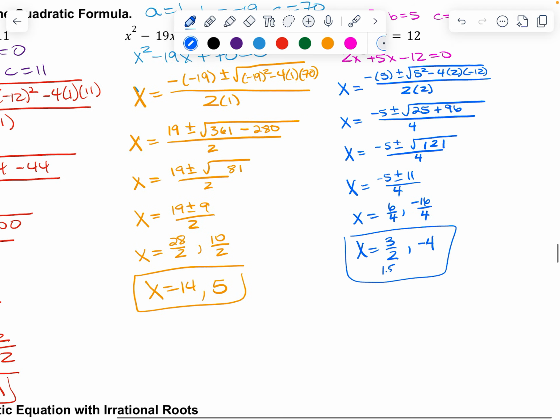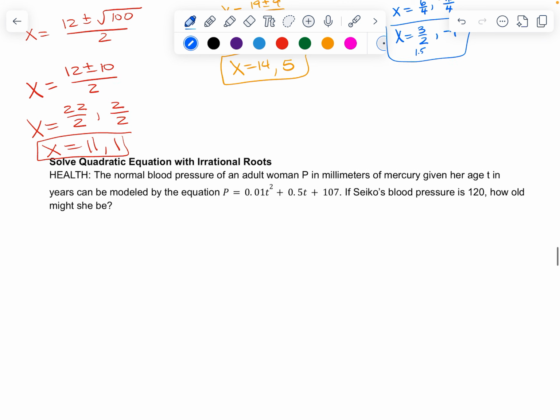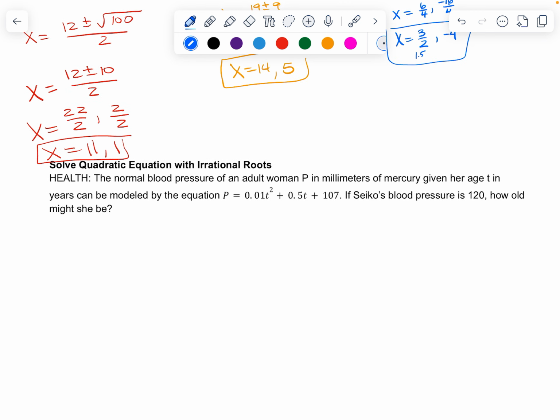Now, all of these had 2 solutions. Not always are you going to have 2 solutions. Sometimes you're going to have something that looks like this. Okay?